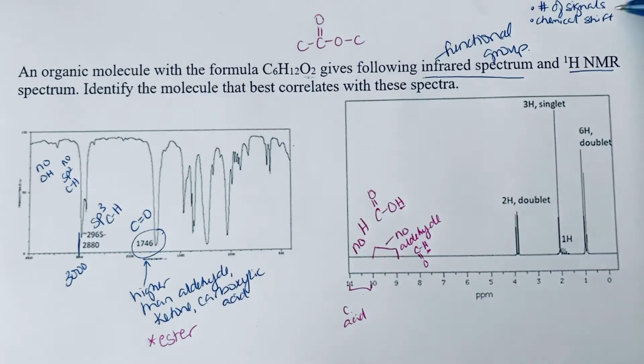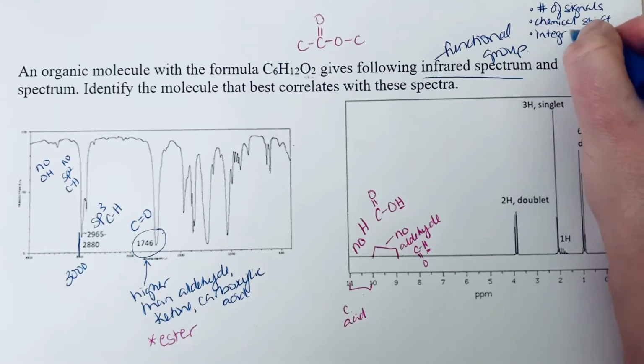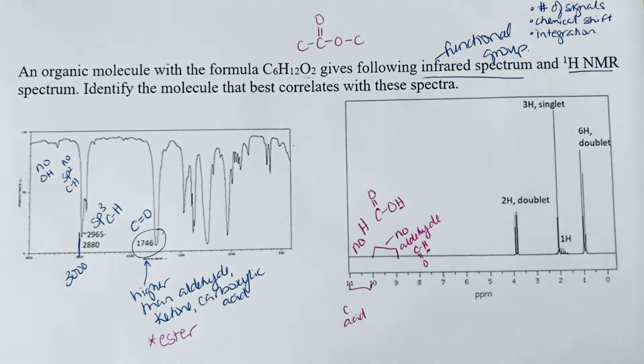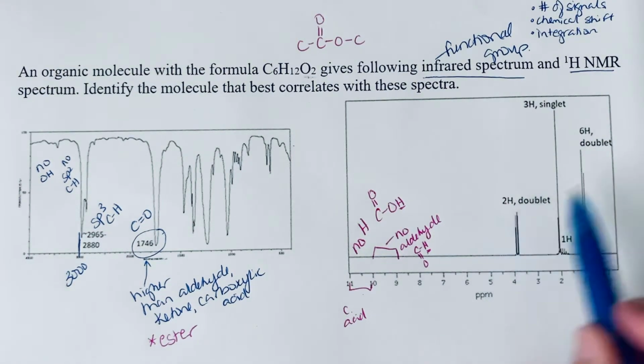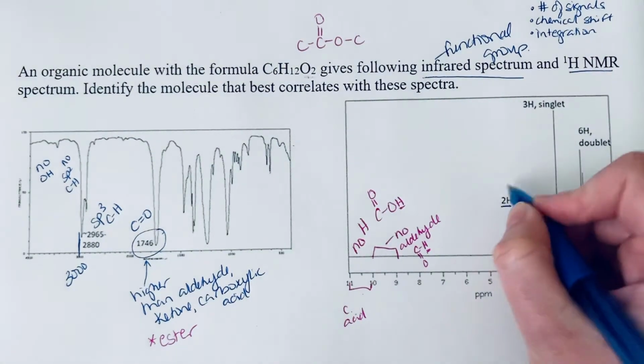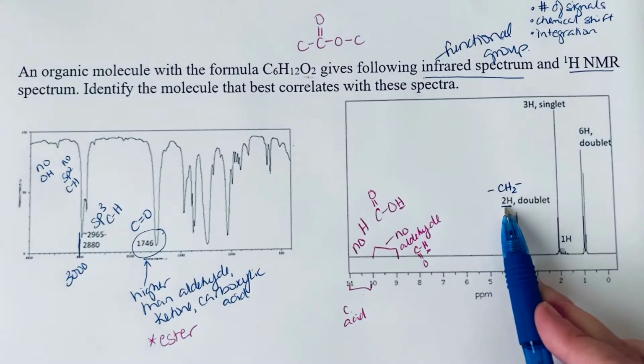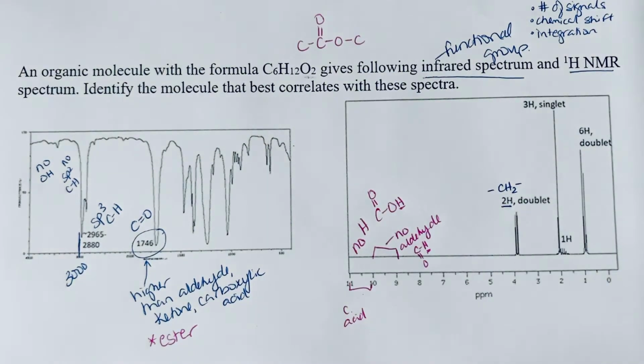So number of signals, chemical shift, the integration. That can tell you the number of equivalent hydrogens. And on these small organic molecules, we can make some pretty simple conclusions with the integration. So when I see 2 hydrogens, for instance, I'm going to say this is most likely a CH2 group, because to have 2 identical hydrogens, they're probably attached to the same carbon. And likewise, let's look at the rest of these.